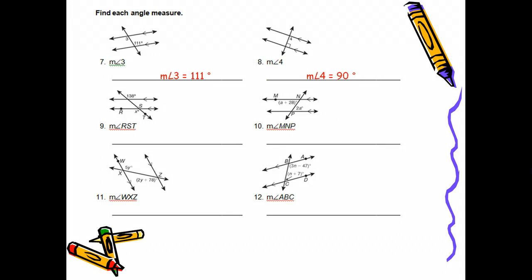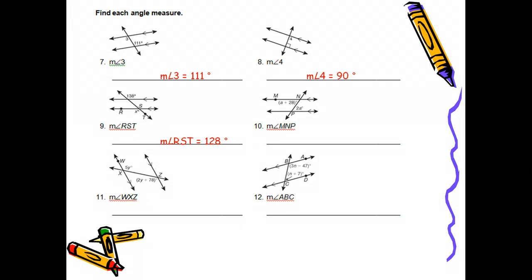We have corresponding angles, S and 138, but what we're really looking for is X, RST. So these are alternate exterior angles, and they will be congruent as well. So this would be 128. That's a typographical error. It should be 138 degrees.